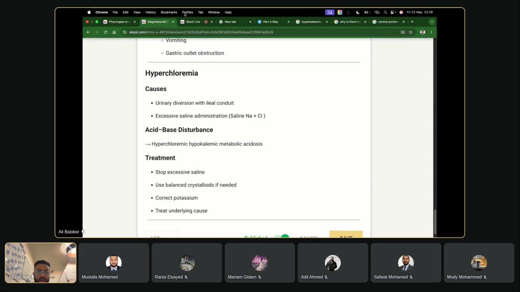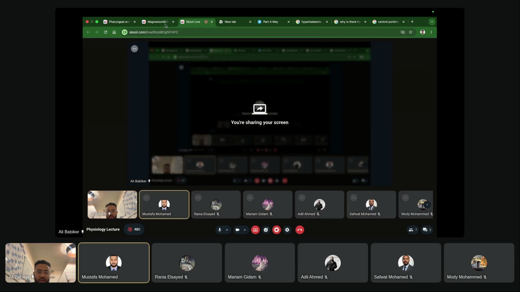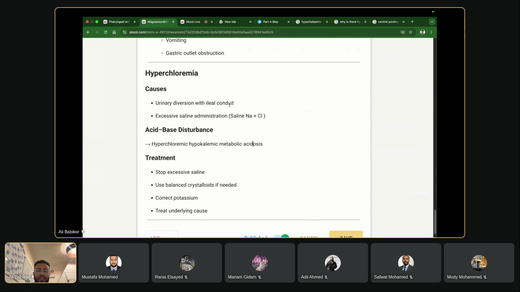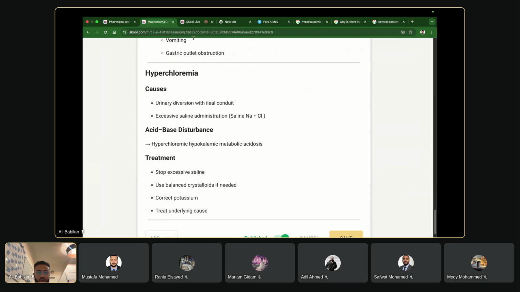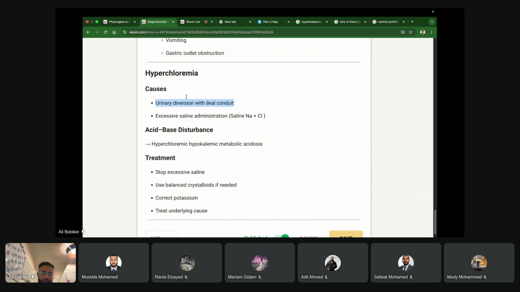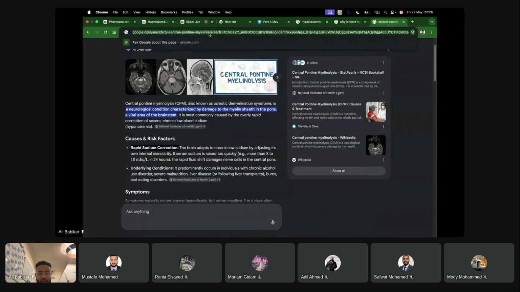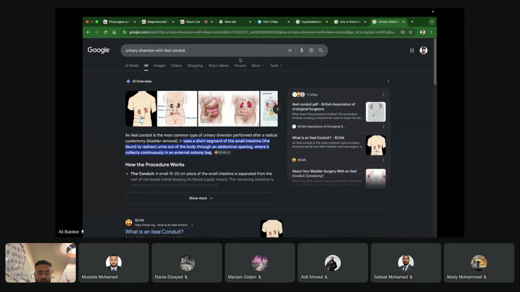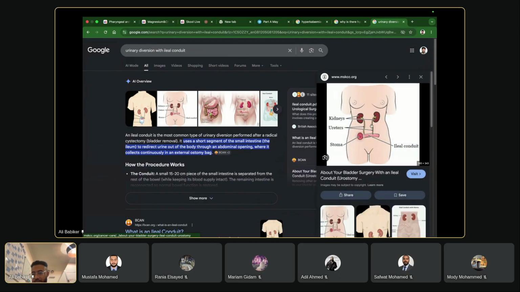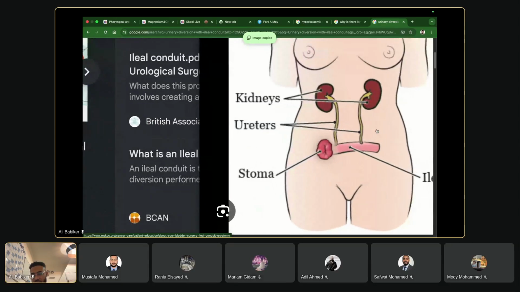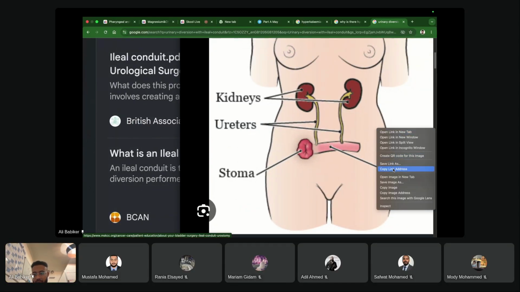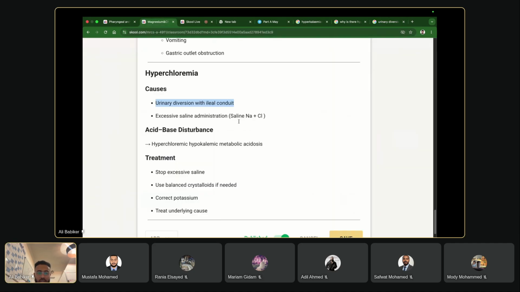You will stop. Yes, Mustafa? What is urinary diversion with ileal conduit? So sometimes if you remove the bladder of a patient with a surgery, and you want the ureter to drain somewhere, you will do this procedure. Okay? Do you understand? Yes. Let me show you. Do you see? From the ureter to the ileum. Do you see the image? Okay. I'm so glad you asked about it. So let's put it here.